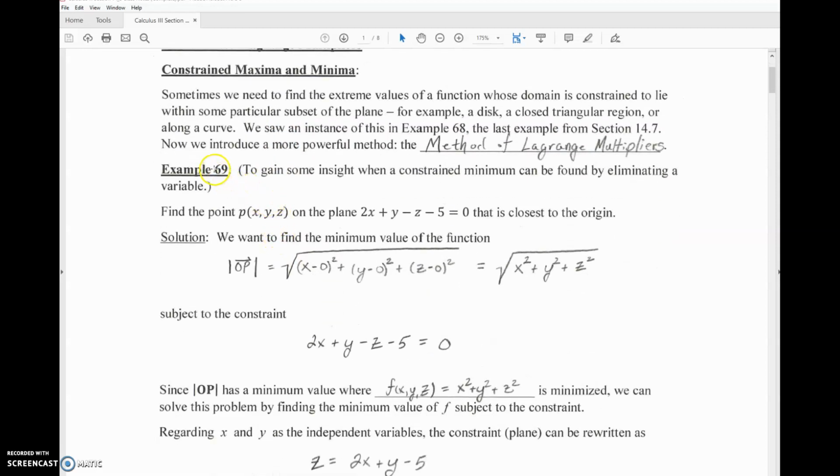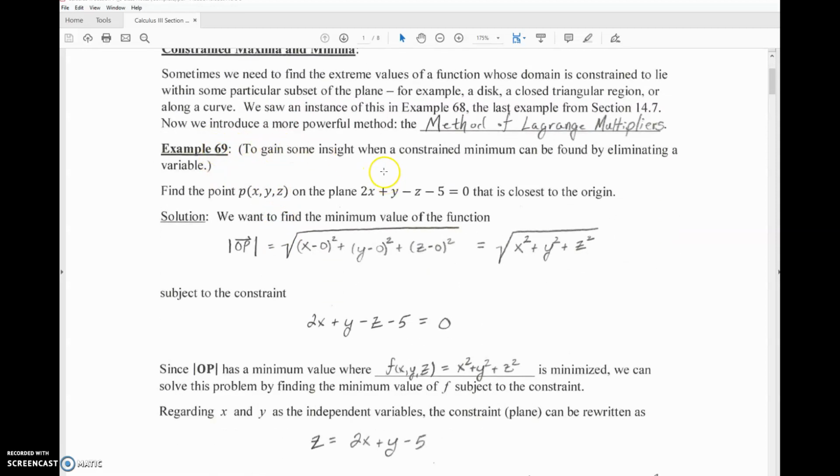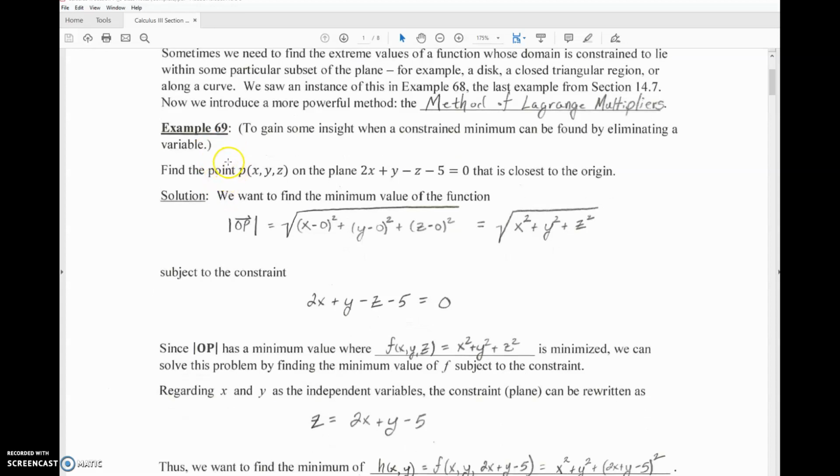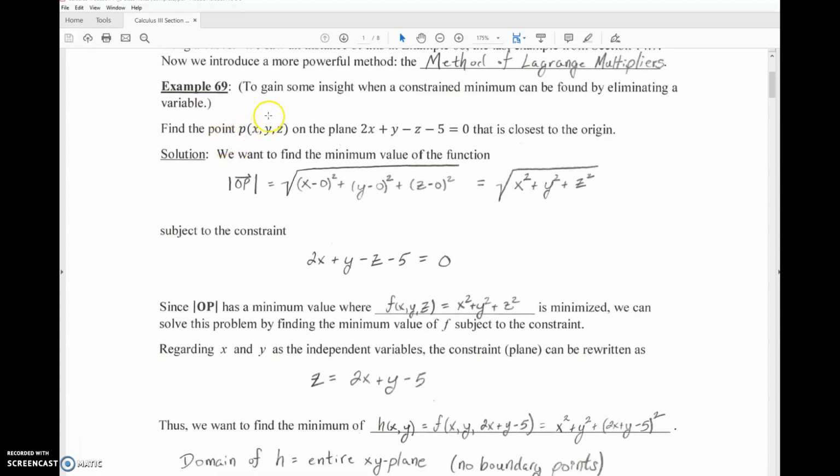All right, so in this example 69, I'm going to try to give you some insight when a constrained minimum can be found by just eliminating a variable. Okay, so this is not the method of Lagrange multipliers yet. I will show you in the next example that this method does not always work. It works in this case, but it doesn't always work, and that's why we want to understand the method of Lagrange multipliers. So we want to find the point P, coordinates x, y, z, on the plane 2x plus y minus z minus 5 equals 0, that is closest to the origin.